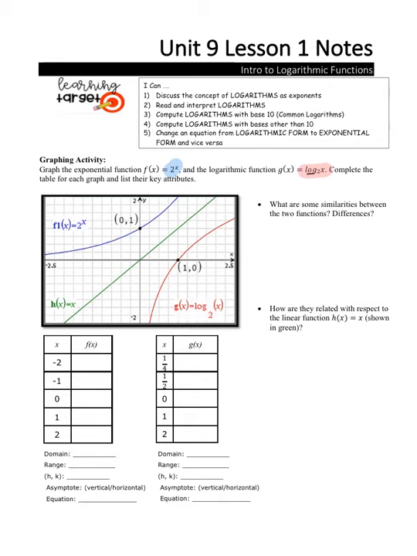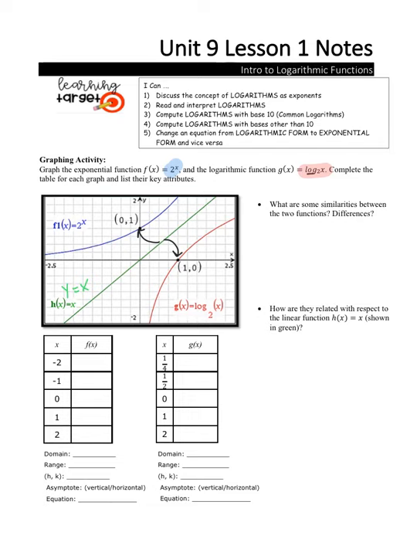This is the same thing as saying y is equal to x. Remember that if two functions are inverses of each other, they reflect over the line y is equal to x. So that means if I look on both sides of this line, it's going to be a mirror image on both sides of that green line.